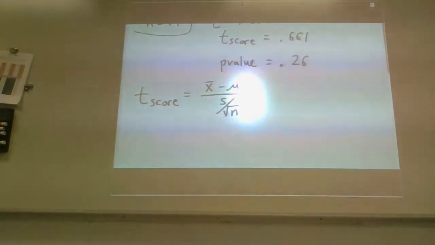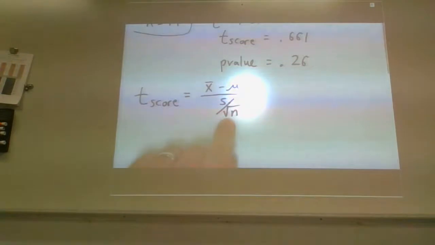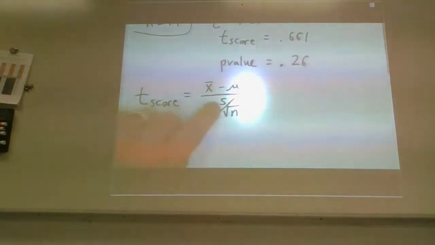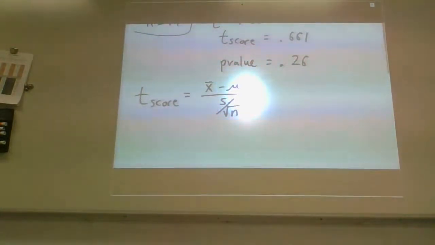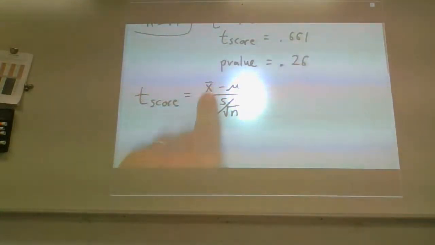But since this is a sample, the standard deviation has to be divided by the square root of n, making it a standard error. But we don't have the population standard deviation, so we have to use the sample standard deviation. And it is still technically the data point minus the average because the data point was the sample mean.